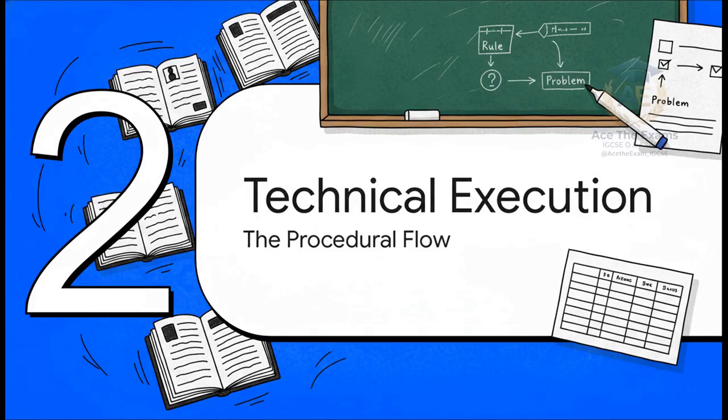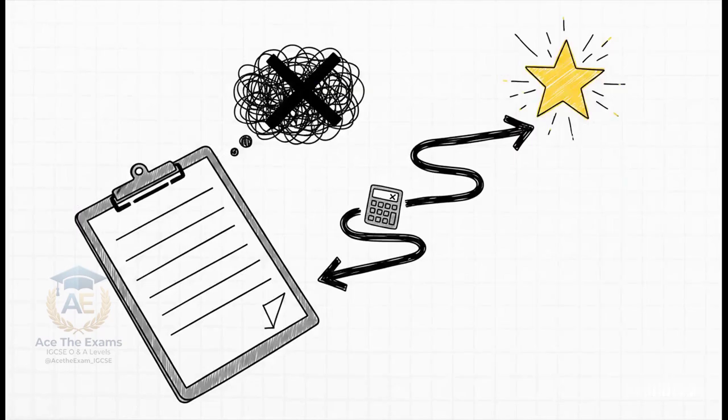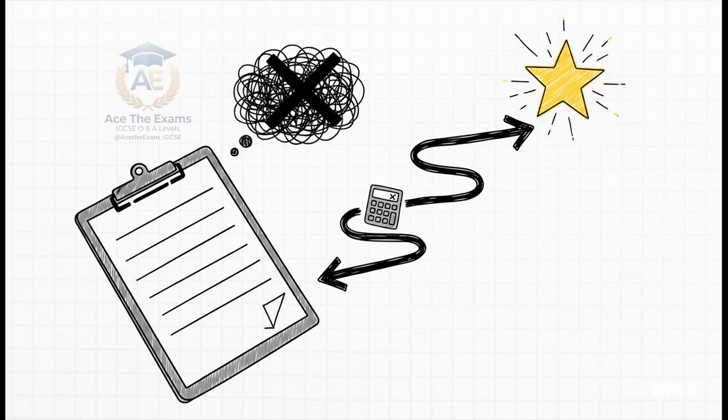Moving right along to Section 2, Mastering Technical Execution, the Procedural Flow. When you see the command word calculate, especially when it comes to something tricky like depreciation or inventory valuation, you must remember that examiners award method marks for visible logical flow. Seriously, this is the biggest lifesaver in the entire 0452 exam. If you make a tiny arithmetic error early on, but your procedural logic on the page is spot on, the examiner will still give you marks for the subsequent steps. But, and this is a big but, they can only give you marks if they can actually see your workings. Never do your correction of errors in your head or on scrap paper you're going to throw away.